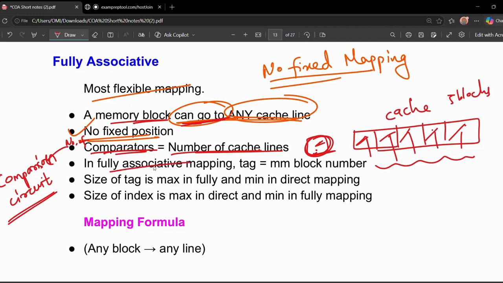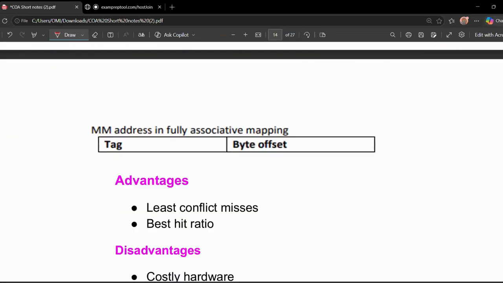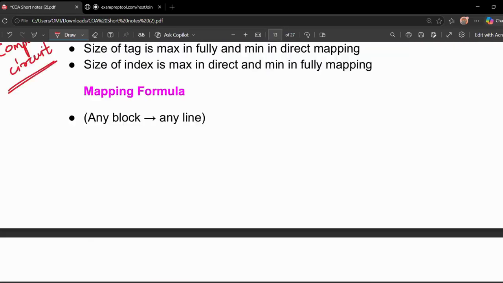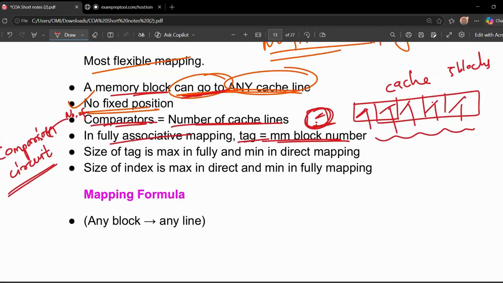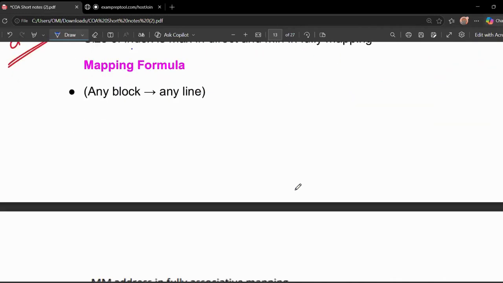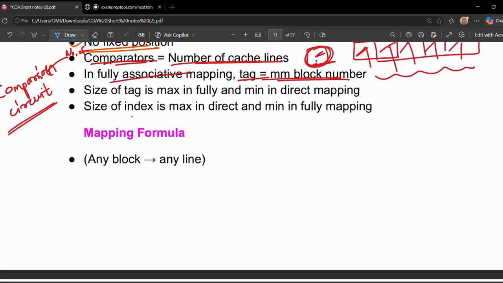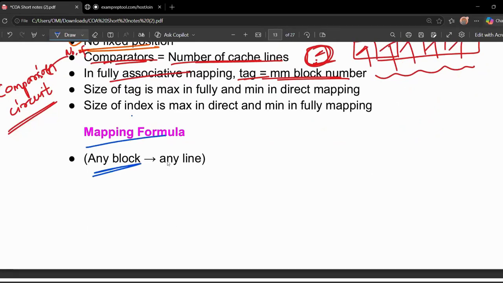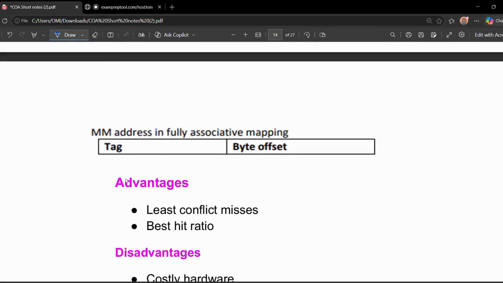Now in fully associative, the tag will be your main memory block number. We'll discuss this point, but we can directly see it first and then go through these three points. So what is the mapping formula? Any block can go to any line. This is the mapping formula.